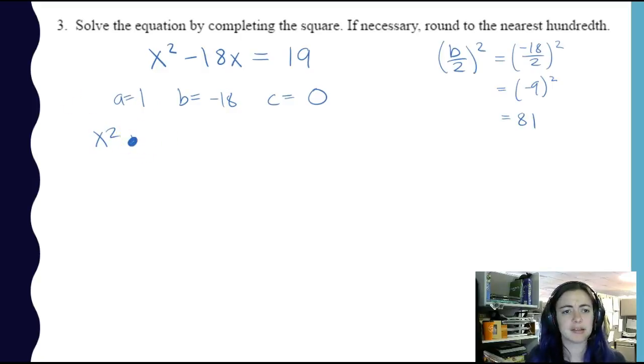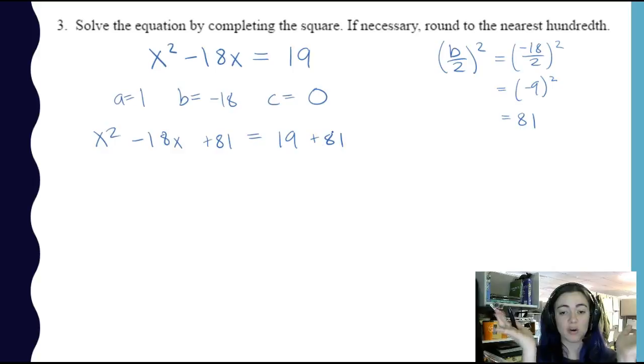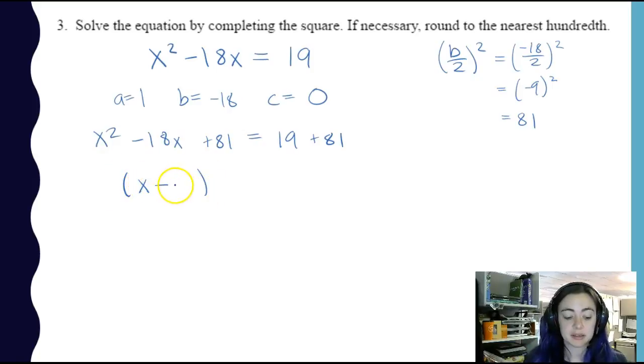So again, let me erase that there. We have x squared minus 18x, and then we're going to add 81. And we have 19. We have to add 81 on this side too, so we maintain that they're equal. When we do something to one side, we have to do the other. But now we know that we can factor this. We know that it can be factored to x minus 9 squared.